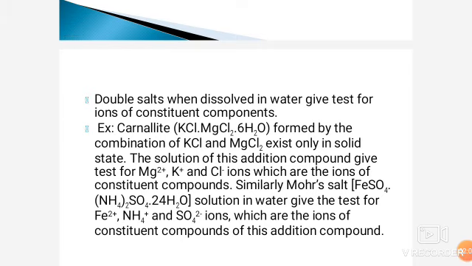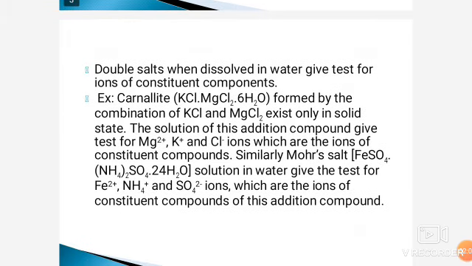Now, double salts when dissolved in water give tests for all the components. Examples are, as I mentioned earlier, carnallite formed by the combination of KCl and MgCl2, which exists only in solid state. The solution of this compound gives tests for Mg2+, K+, and Cl-, the ions of the constituent compounds. Similarly, Mohr's salt gives a positive test for all the components of the salt.